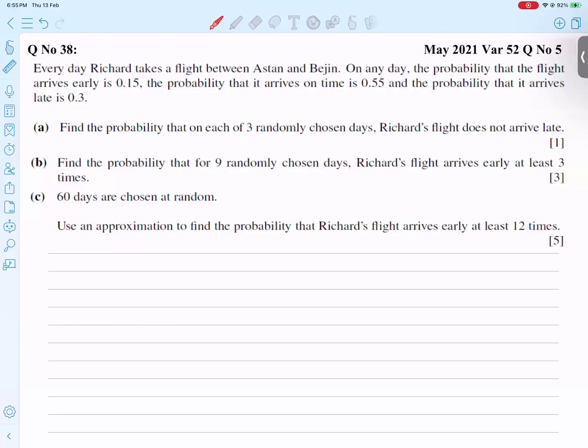Bismillahirrahmanirrahim. This is a June 2021 paper 52 question number 5. It is a combination of a binomial probability and normal distribution. So concentrate fully here. Let me read.